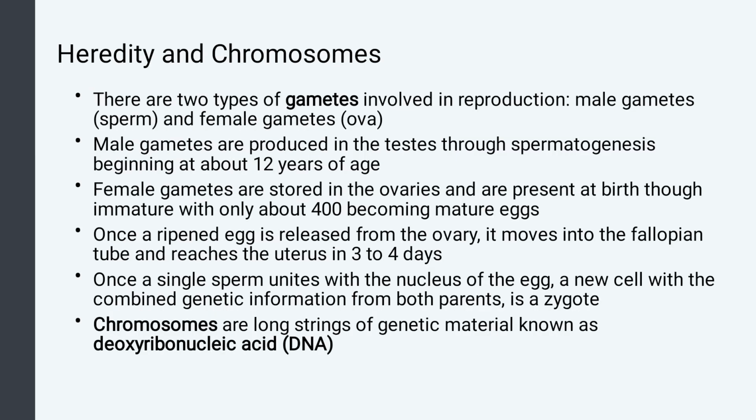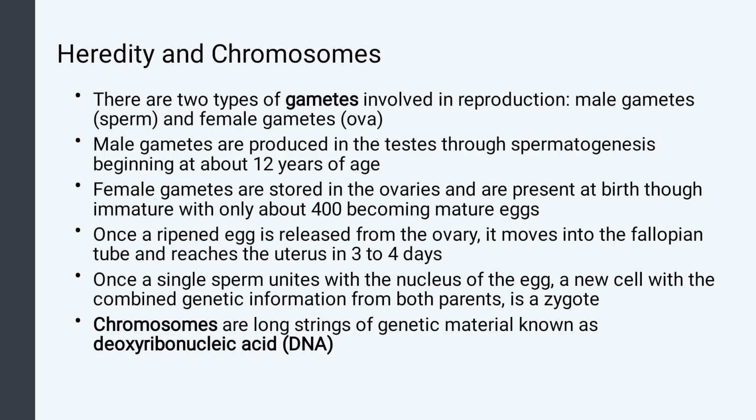Next we head on to heredity and chromosomes. There are two types of gametes involved in reproduction: the male gametes, or sperm, and the female gametes, or ova. Gametes are also called sex cells. We have sperm for males and ova for females.